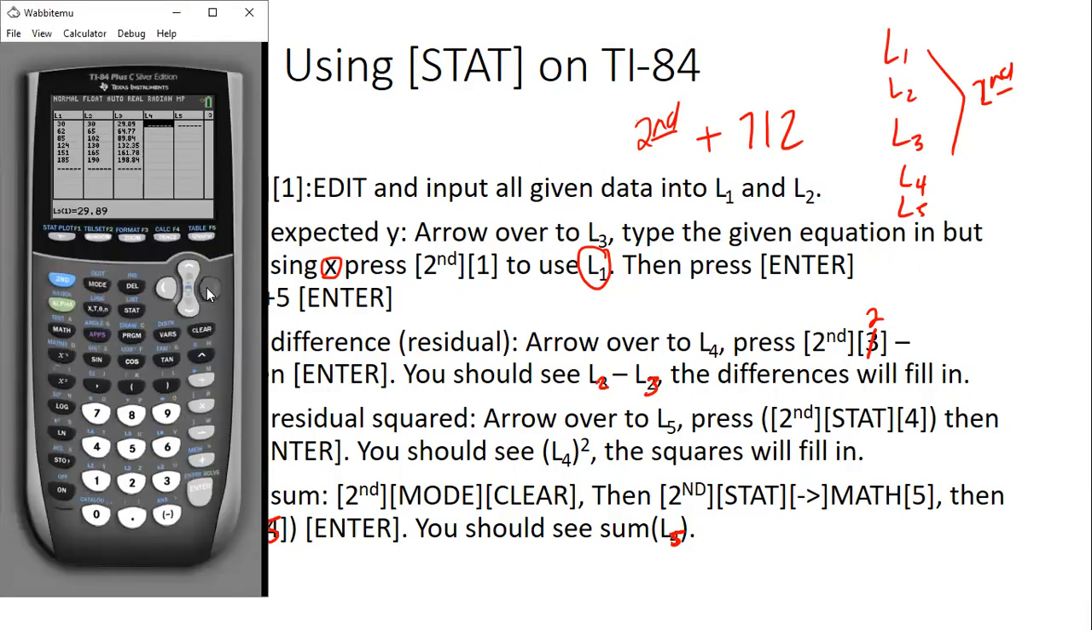So I'm going to arrow over to L4, and in L4 I'm pressing second 2 minus second 3. I'm telling it to subtract list 2 minus list 3. I press enter and it's going to populate that difference.